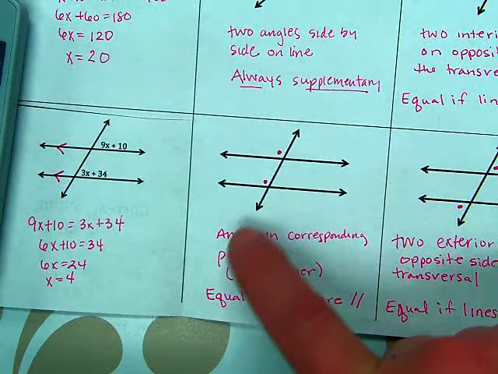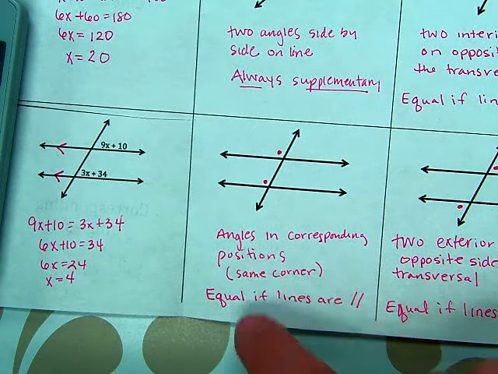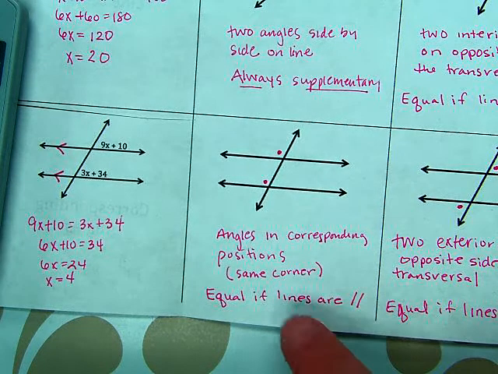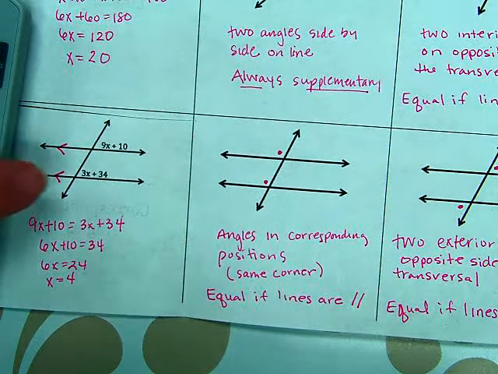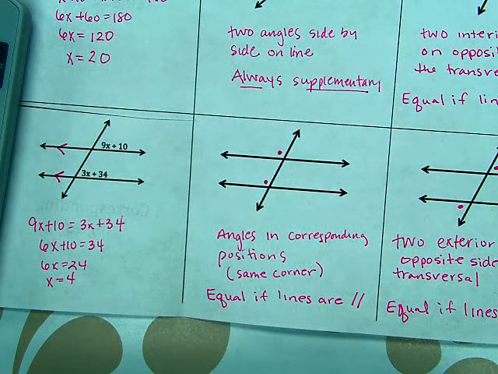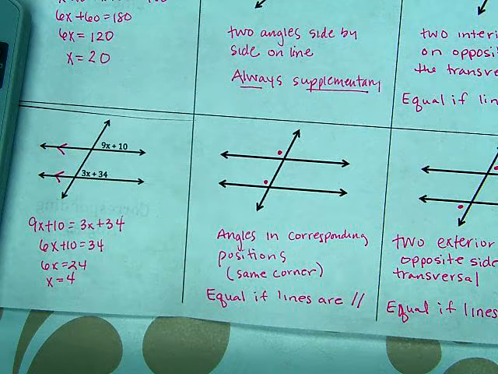So corresponding angles, angles in corresponding positions. They're in the same corner, remember? They are equal if the lines are parallel. So again, on this door, we're going to mark those lines parallel and set up the equation that is true because those lines are parallel. When you're done filling this in, you will be ready to work on the angle pair worksheet.